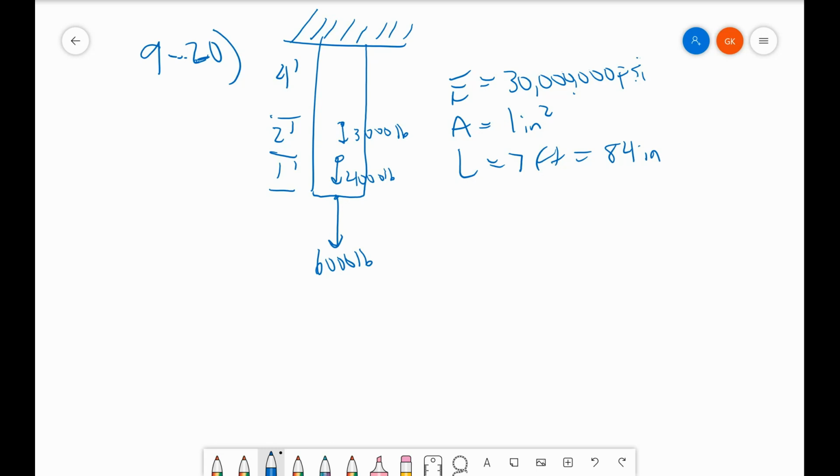So, the total elongation will be the elongation due to all three of these things, each with their own length. So, delta total is going to be equal to delta 1 plus delta 2 plus delta 3. Each of these little sections is seeing their own length and their own stresses, their own weights.